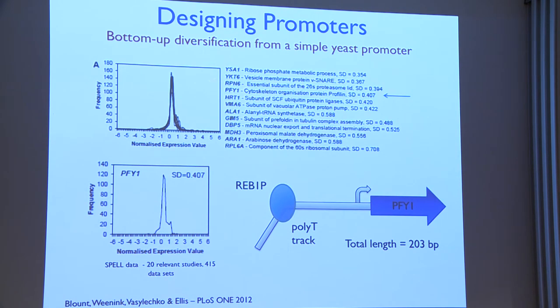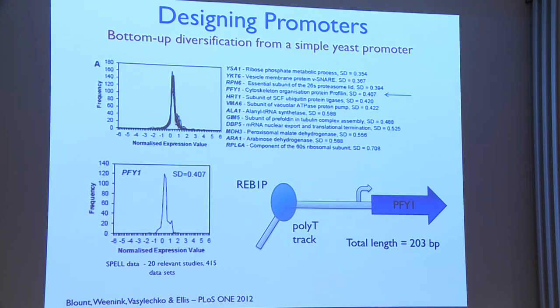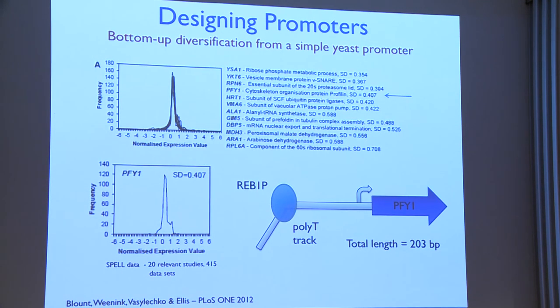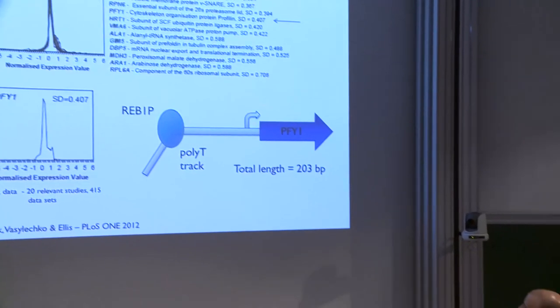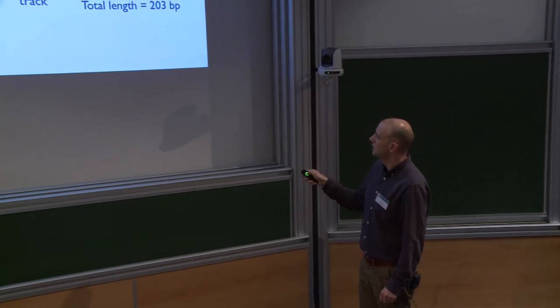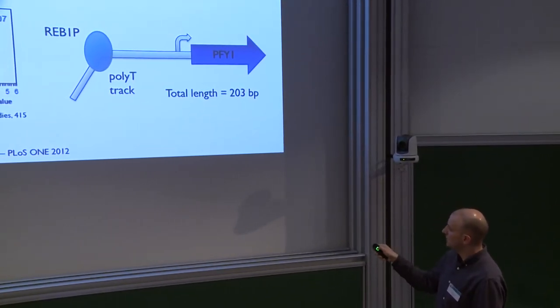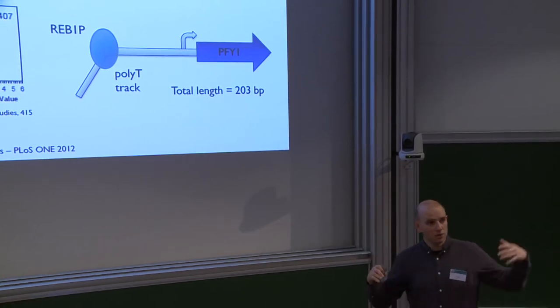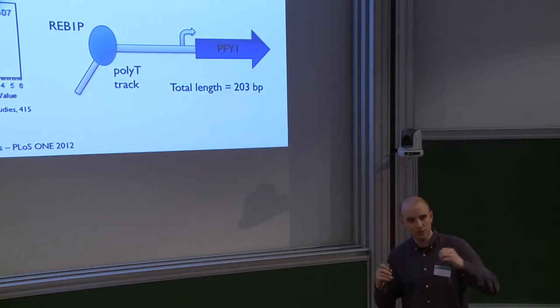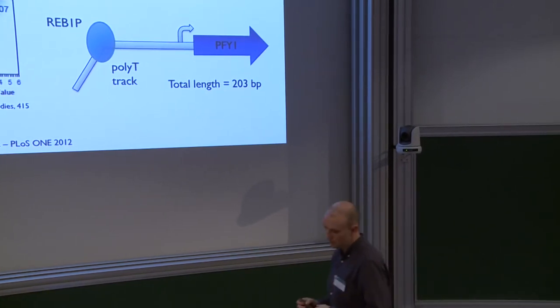This gave us a top 10 list, and one of them we settled on was the profilin 1 promoter, PFY1. This produces a cytoskeletal protein, quite a small one. What we really liked about this promoter, apart from being very constitutive in that its expression levels don't change much, is that it's also very short and very simple. It simply has a poly-T track, which is bound nearby by Reb1 protein, and then it seems to leave a core promoter region which RNA polymerase can keep binding to and firing, to keep doing gene expression of whatever you put downstream of this gene.